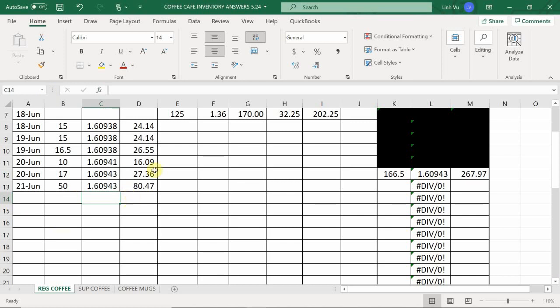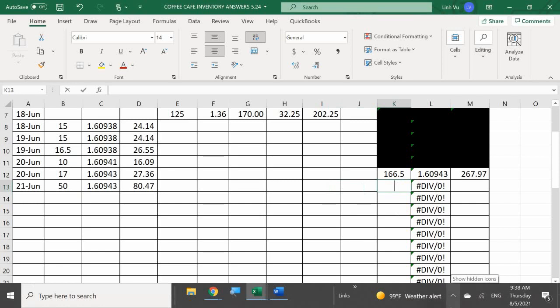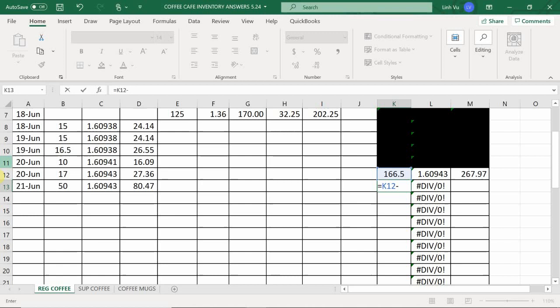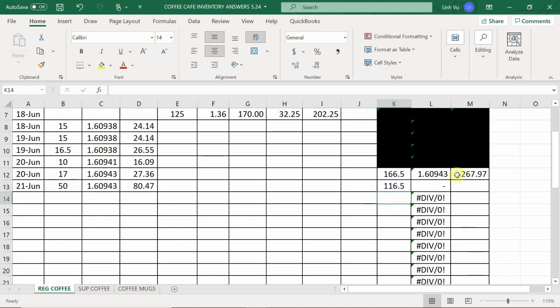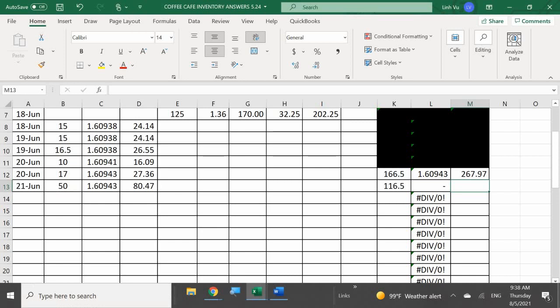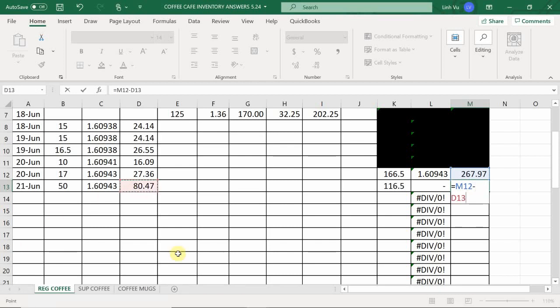Now that I calculated that, I need to take that out from my inventory because I just sold 50 pounds. So I no longer have 166 and a half anymore. How much do I have left? 116.50. It's my new total cost. 187.48.